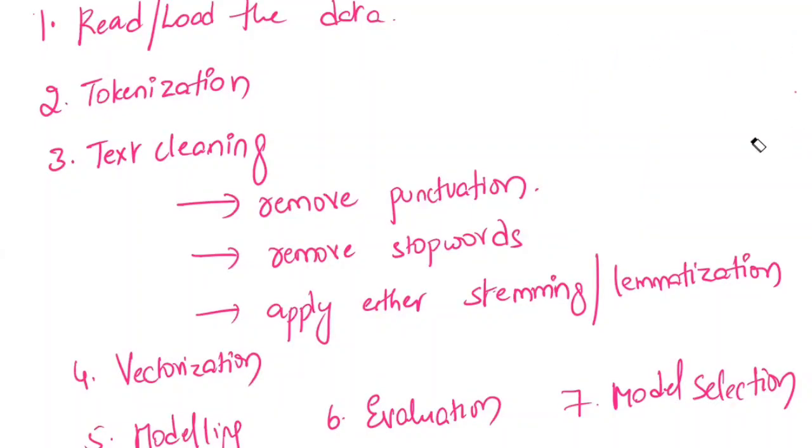Now, for text classification, we are going to load the data. After that, tokenization, cleaning, vectorization, modeling, evaluation, and model selection. Now, coming to loading the data. Everyone knows that we use pd.read_csv or read the Excel file, how to read that particular file, everyone knows. Or if the data is directly available in string format, we are going to save it directly in a variable itself. Now, first step is load the data.